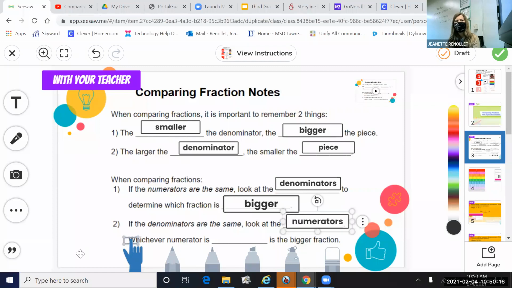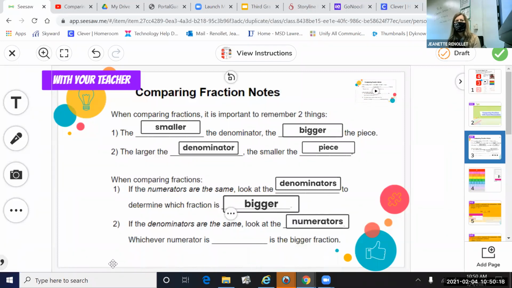Okay, who can infer what would make sense here? It says whichever numerator is blank is the bigger fraction. What have we been practicing? Nick, what could be there? Less. Whichever numerator is less is the bigger fraction. No. Think about when they're the top, right?